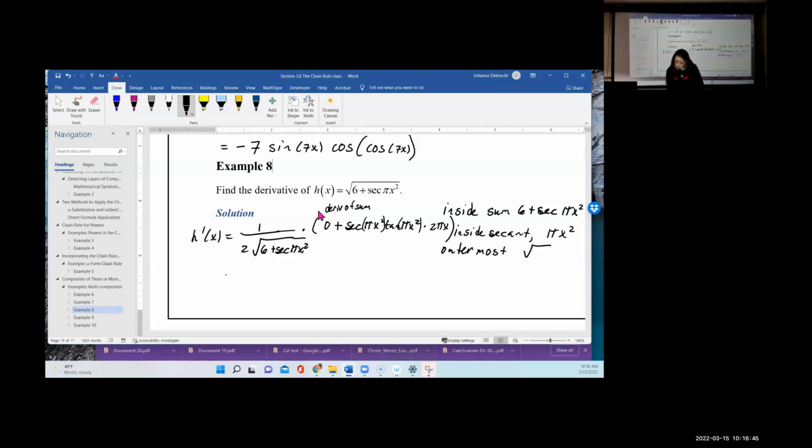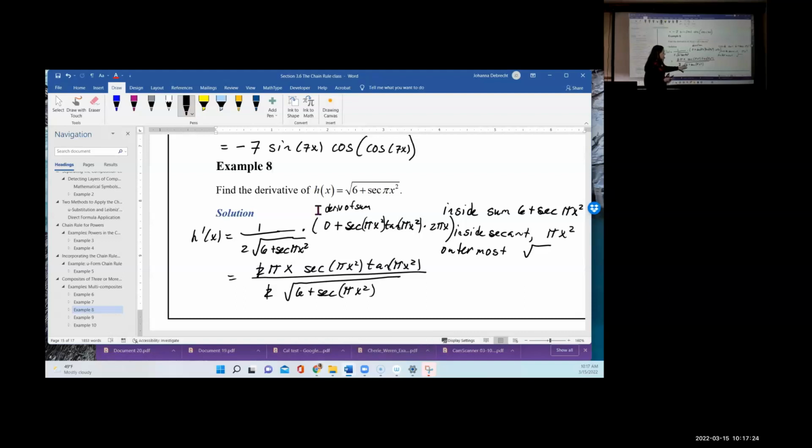Okay, so cleaning this one up, I would move the 2 pi x to the front. So I have 2 pi x secant of pi x squared, tangent of pi x squared, all divided by 2 times the square root of 6 plus secant of pi x squared. And then what could I do with the 2's? I could cancel the 2's. That would be the only thing I could do. I can't cancel anything else.